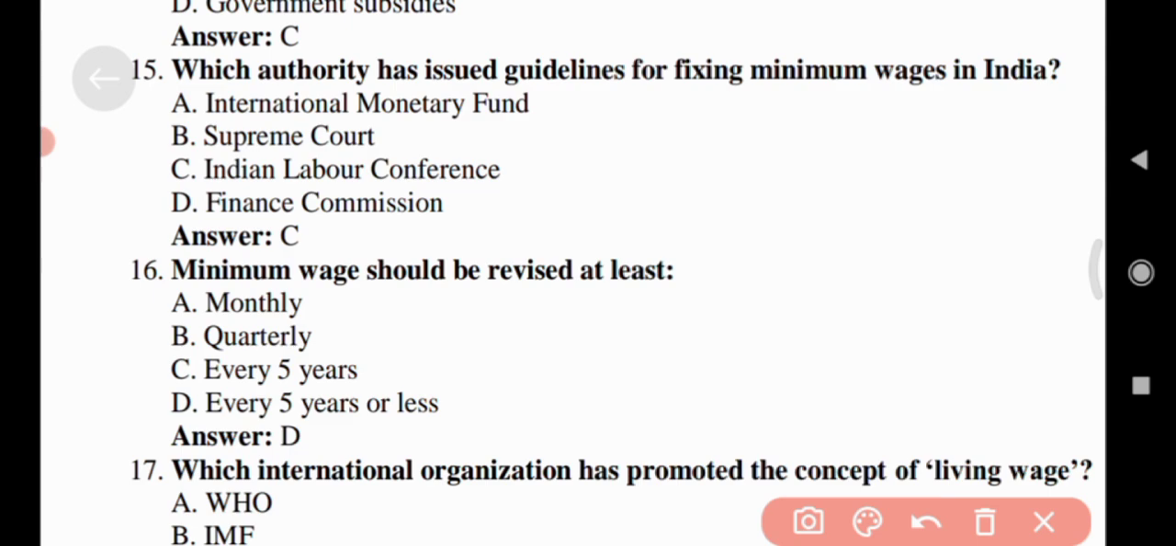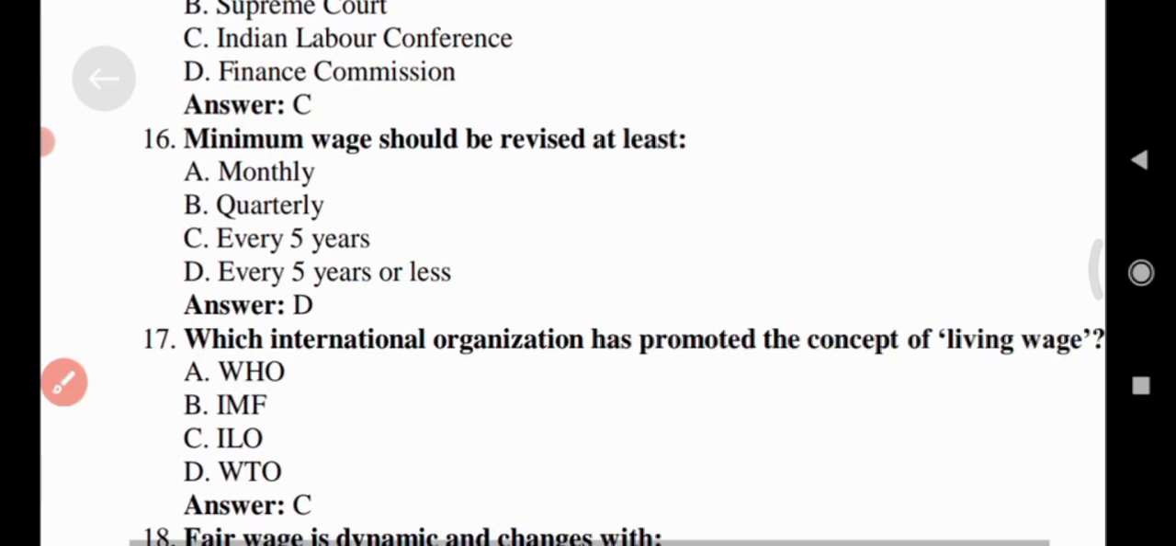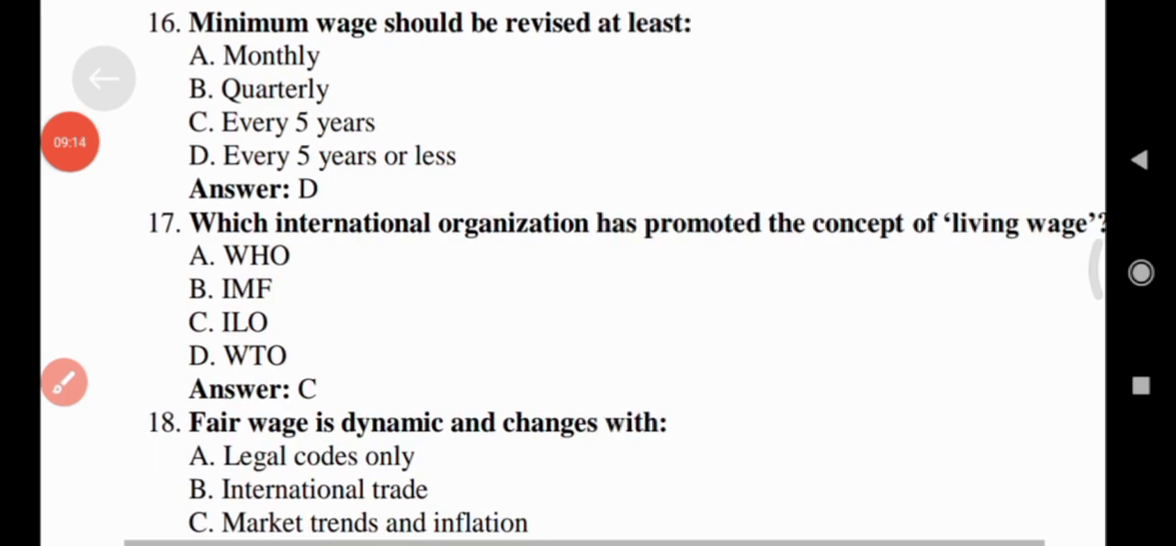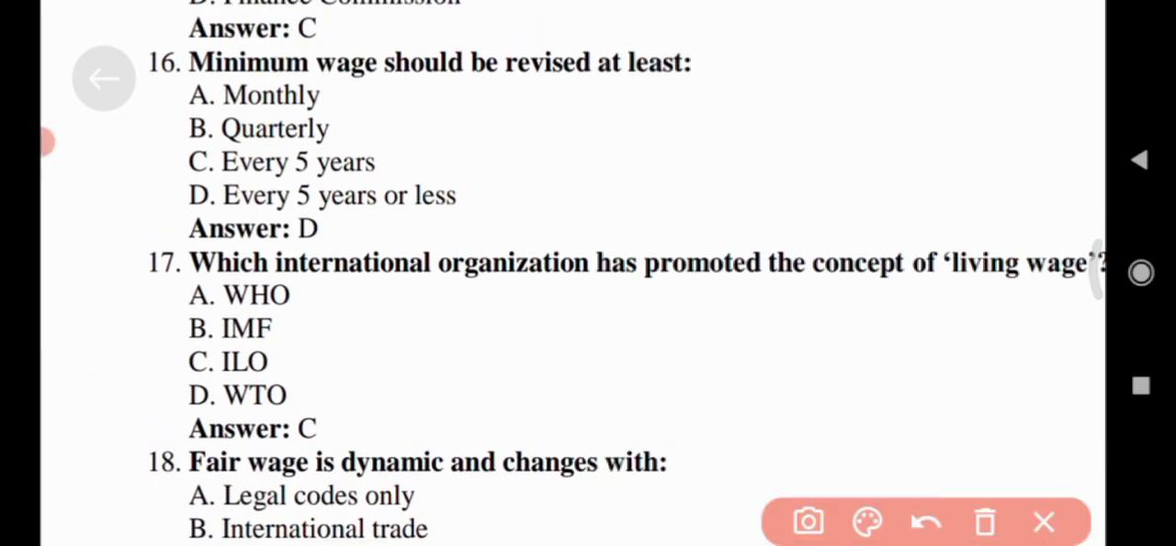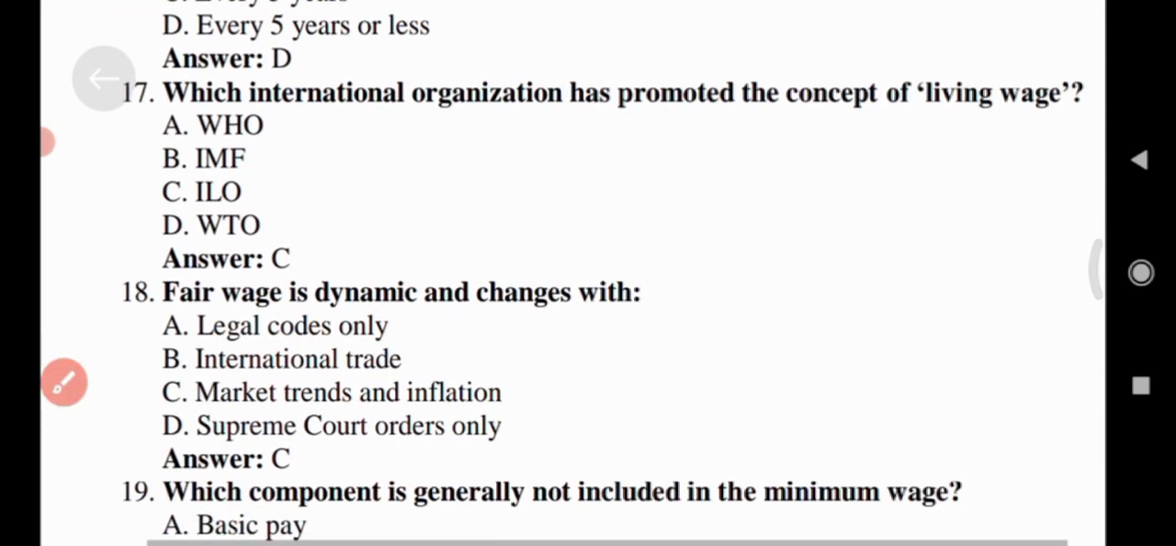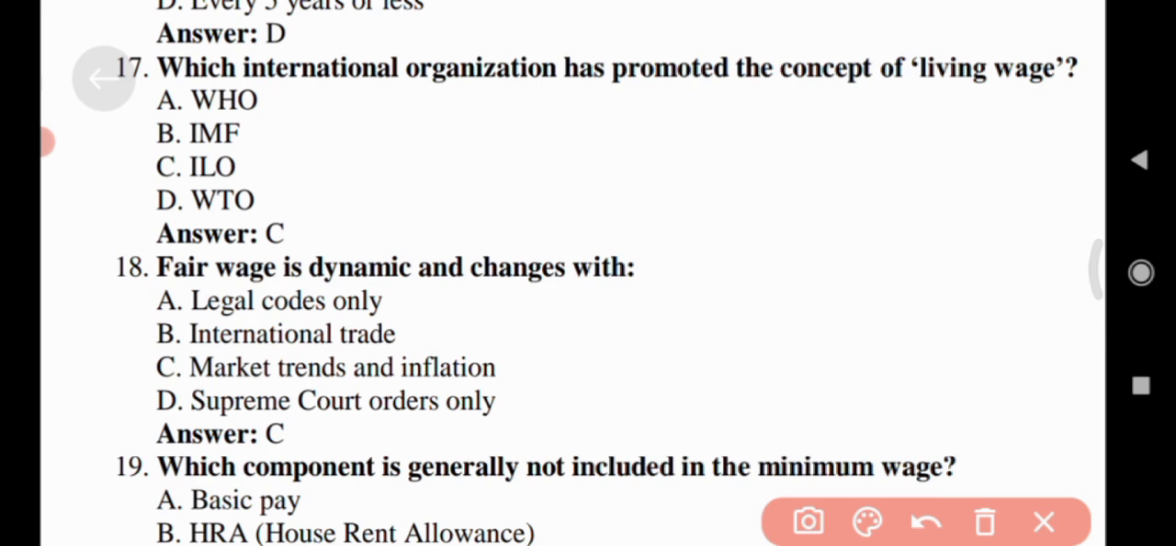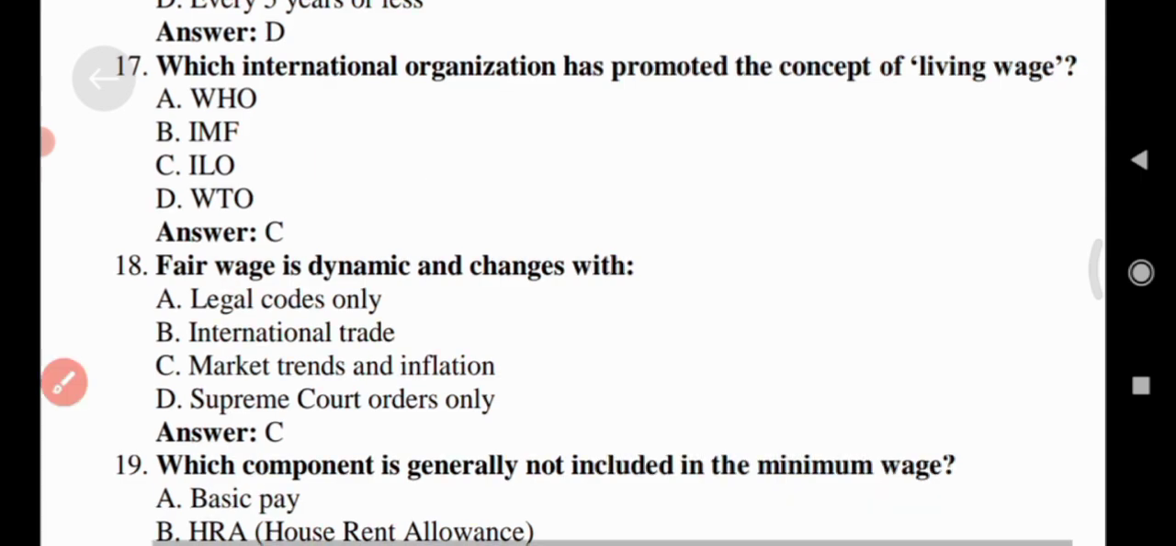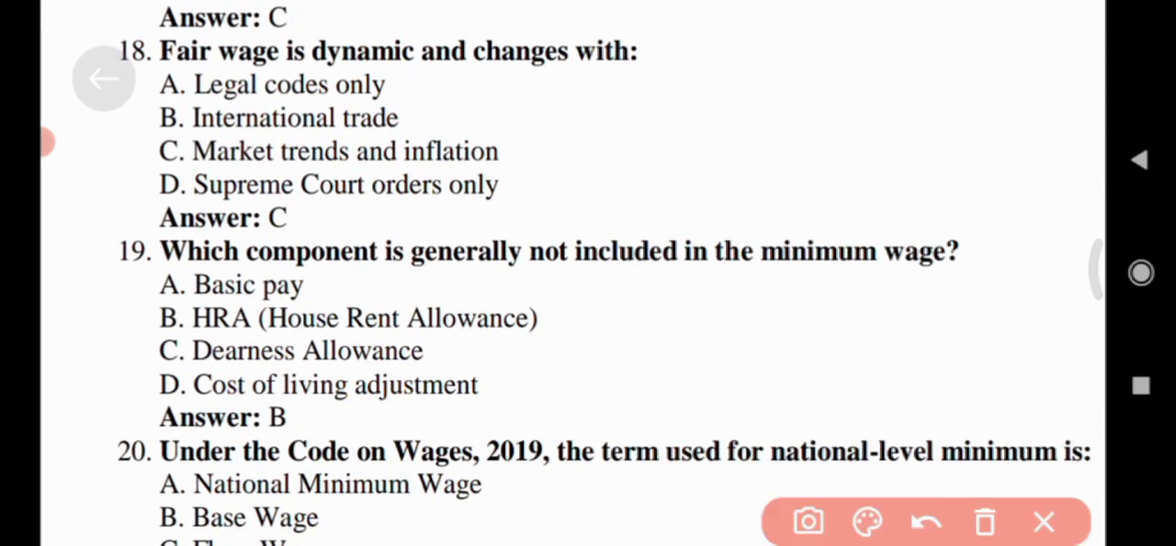Which authority has issued guidelines for fixing minimum wages in India? Option C, Indian Labour Conference. Minimum wage should be revised at least option D, every 5 years or less. Which international recognition has promoted the concept of living wage? Option C, ILO. Fair wage is dynamic and changes with option C, market trends and inflation.